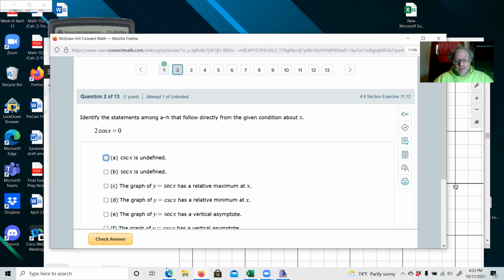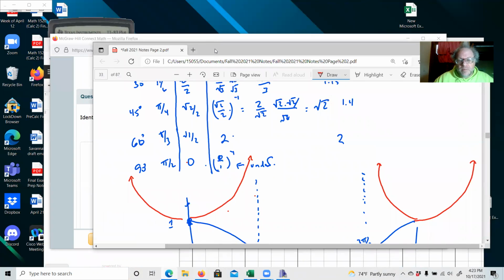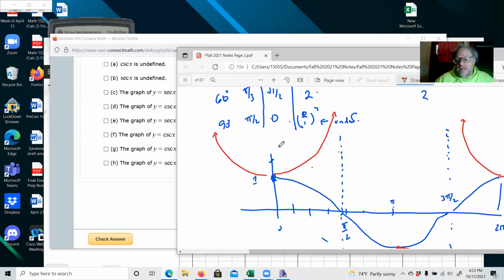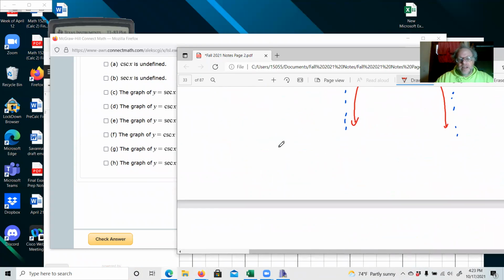So for this one, you have to remember, what's the reciprocal function of cosine? And that would be secant. Okay, so we have 2 cosine x equals 0, and they're going to start asking us questions. But you have to remember, secant is the reciprocal.